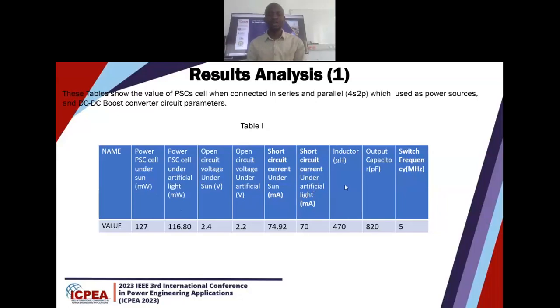And these are the parameters used to calculate our DC-DC boost converter: the inductor is 470 microhenry, the output capacitor was 820 picofarad, and the switching frequency was 5 megahertz.